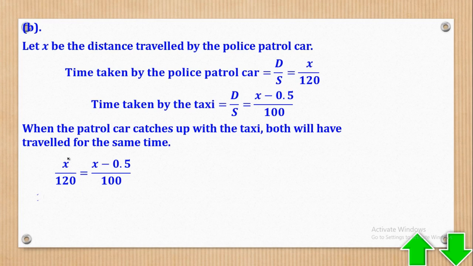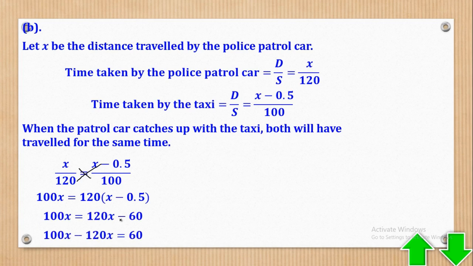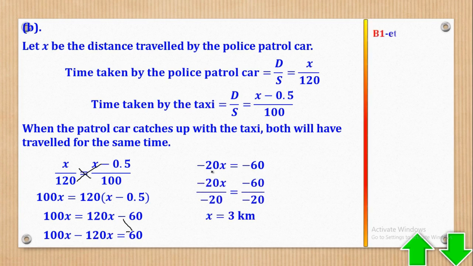The first thing to do will be cross multiplying. So this with this will give you 100x, and this with this will give you 120 multiplied by, in brackets, x minus 0.5. When I open brackets, I come up with 120x minus 60. When I take x to the other side, I come up with 100x minus 120x is equal to negative 60. Therefore, negative 20x is equal to negative 60. When I divide both sides by negative 20, I come up with x being equal to 3 kilometers. So basically that's what they wanted.